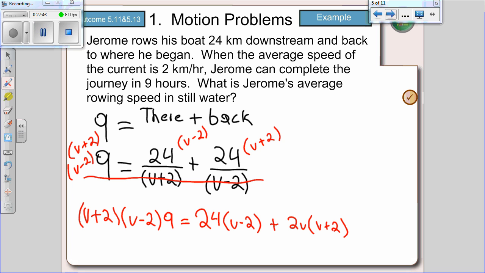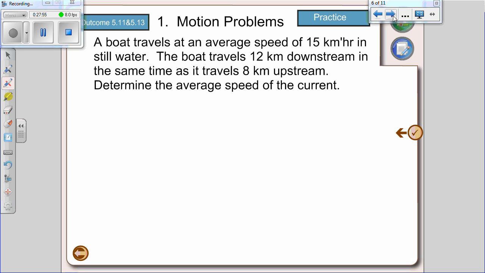Okay. This one we're just going to set up. We're going to find a common denominator. This one's a little tricky, because this one's got a little bit of a trick to it. A boat travels at an average speed of 15 kilometers an hour in still water. The boat travels 12 kilometers downstream in the same time that it travels 8 kilometers upstream. Determine the average speed of the current.